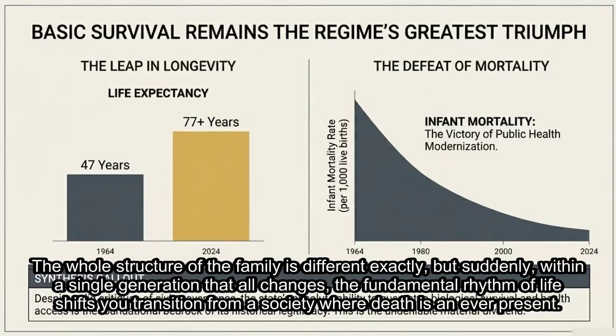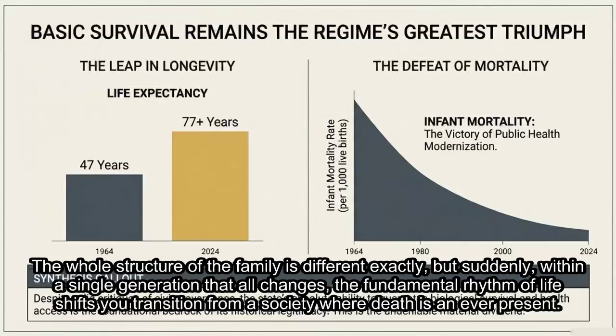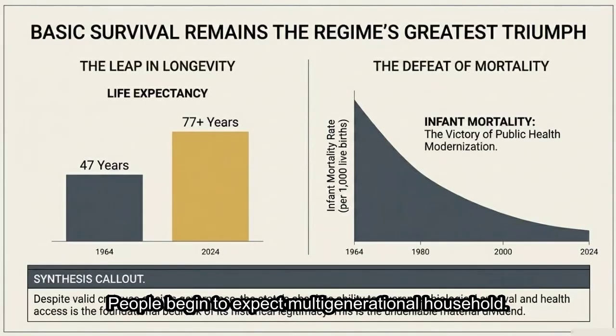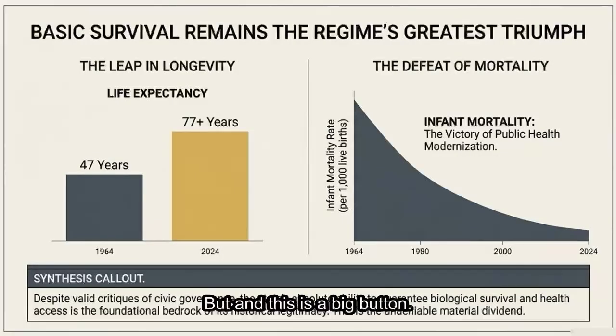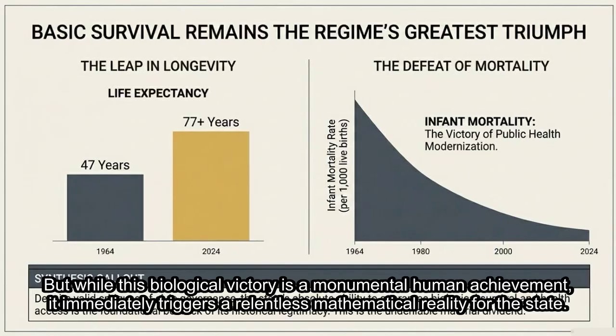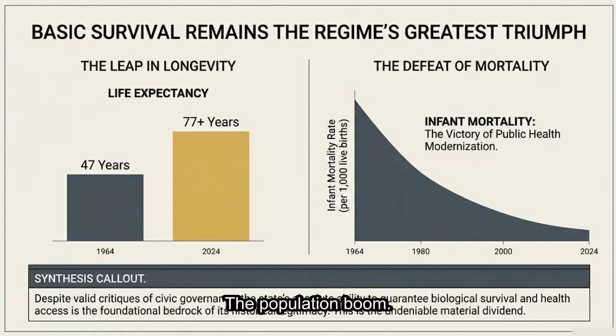Exactly. But suddenly, within a single generation, that all changes. The fundamental rhythm of life shifts. You transition from a society where death is an ever-present early visitor to one where long-term planning becomes psychologically viable. Right. People begin to expect multi-generational households. Yeah, the concept of retirement suddenly exists. But, and this is a big but, while this biological victory is a monumental human achievement, it immediately triggers a relentless mathematical reality for the state.